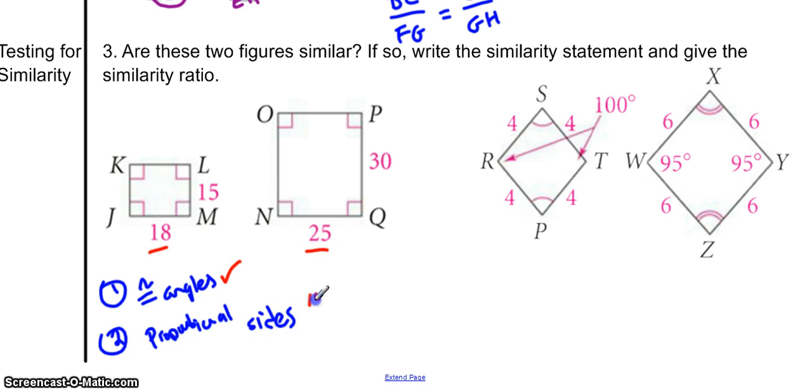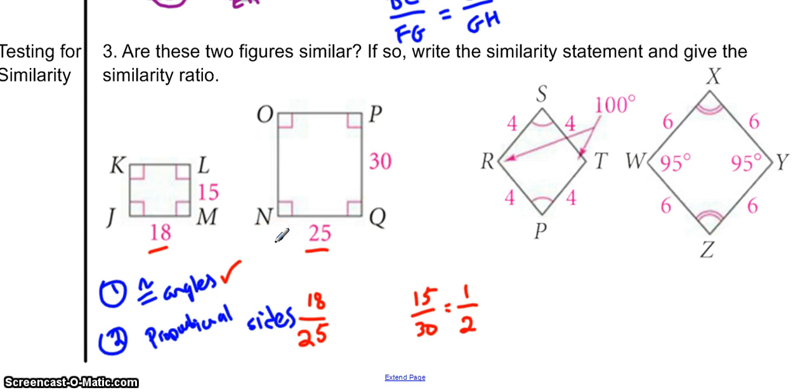So let's write that down. 18 over 25. And maybe 15 corresponds to 30. 15 over 30. Let's see. Are those ratios the same? Well, 15 over 30 simplifies to 1 over 2 if I divide both the top and bottom by 15. And 18 over 25, well, that has no common factors. So I can't really simplify that, can I? No. So 18 over 25 and 1 over 2, those are not the same ratio. So it looks like maybe these two figures are not proportional. Maybe their sides don't have the same ratio.